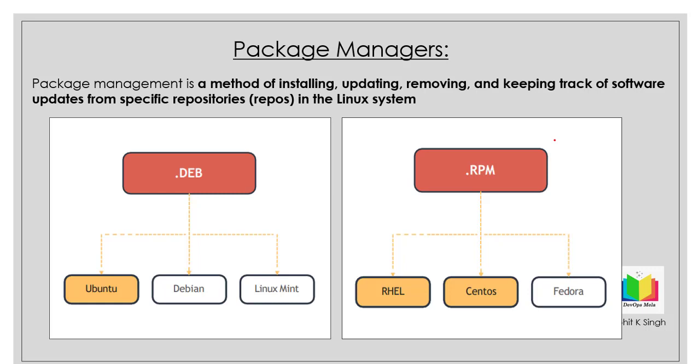So two types of packages you will come across: Debian and RPM. Debian is a Debian based package manager, mainly used in Ubuntu, Debian, Linux Mint. RPM is a Red Hat package manager. This is mainly used in RHEL, that's Red Hat Enterprise Linux, CentOS, Fedora. Okay, so these are the package managers at the core.